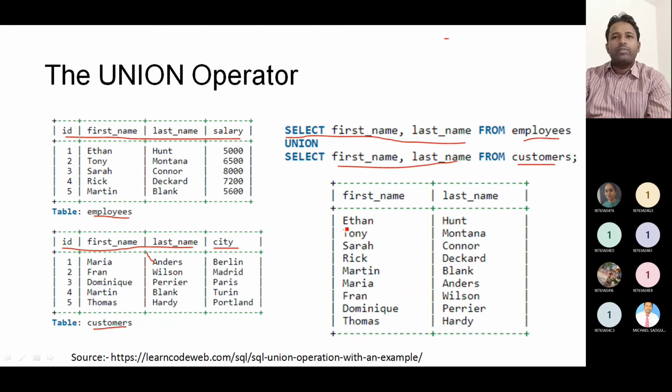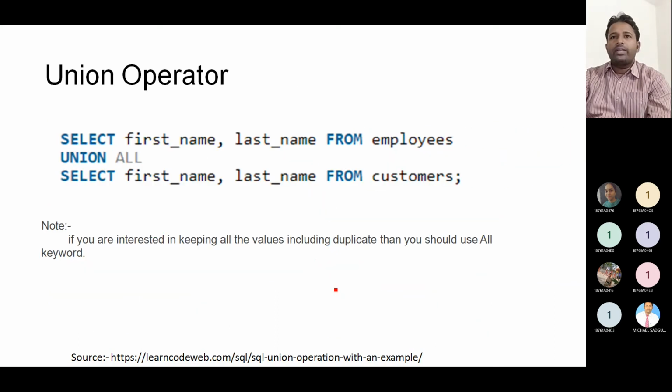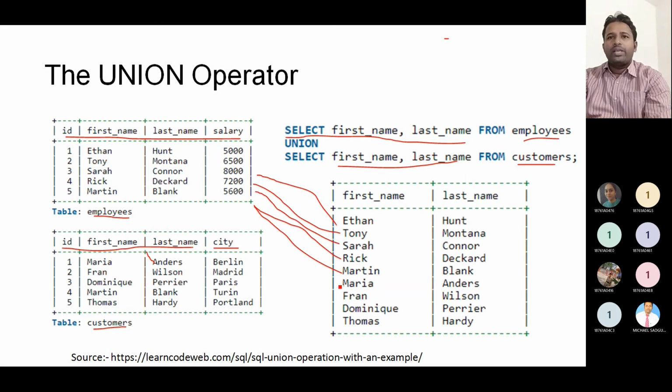After union, when you look at the output, Ethan, Tony, Sarah, Rick, and Martin are from the first table, and Maria, Fran, Dominic, and Thomas are from the second table. Both the results are combined. That is what union does, nothing else.